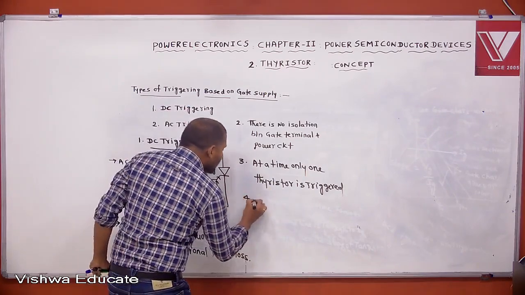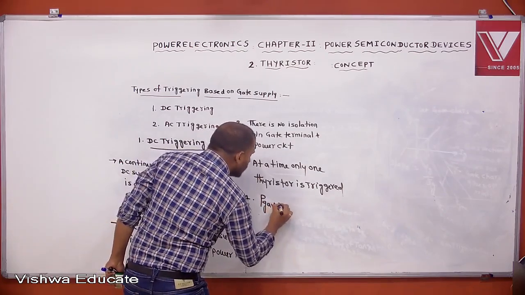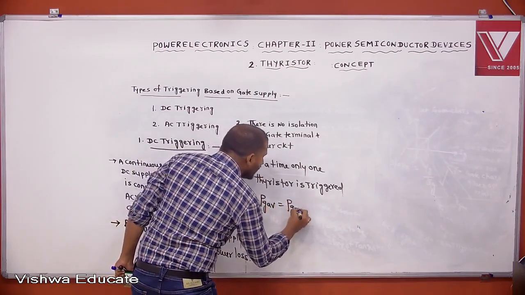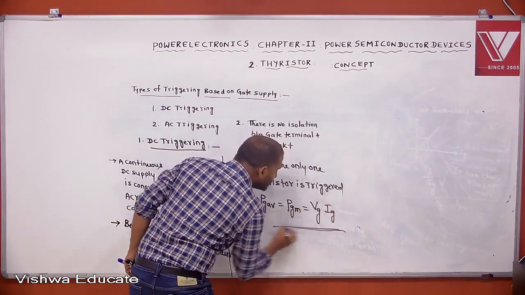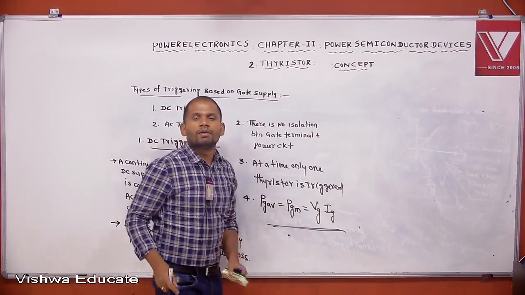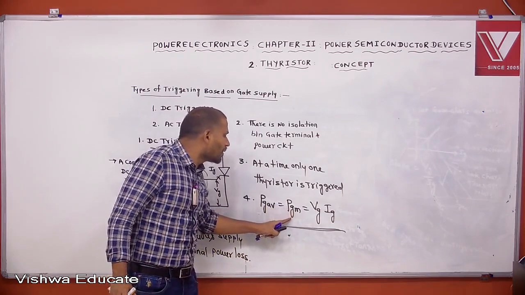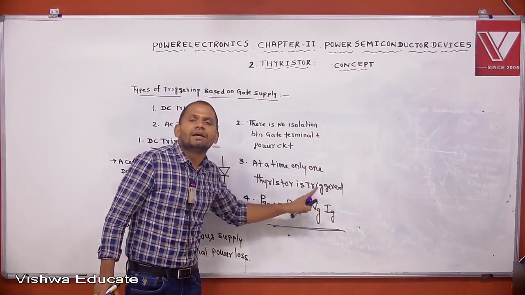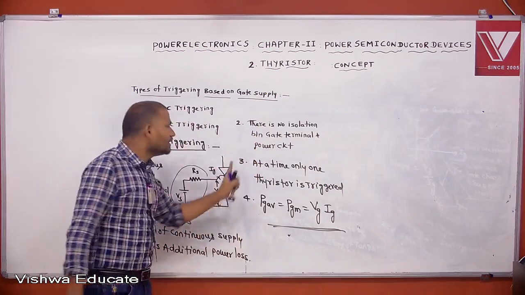In DC triggering, the average gate power loss PGAV equal to PGM, the average and maximum gate power loss, is the same. That is equal to VG into IG. That is, the average gate power loss equals the maximum gate power loss equals VG into IG. This is what exactly DC triggering is, and these are the drawbacks with DC triggering.